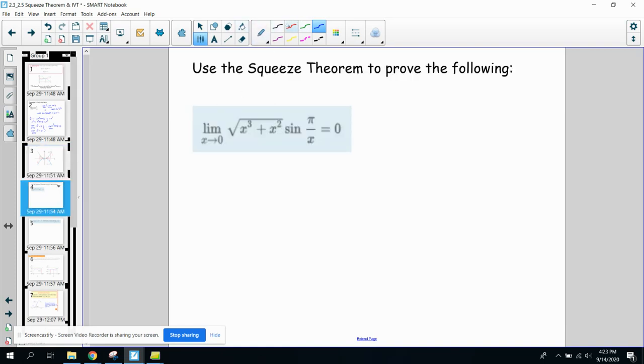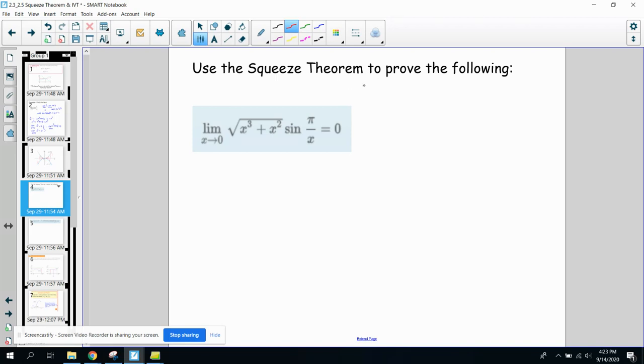Okay, so let's look at another one. So typically the squeeze theorem is used when you have an oscillating function because you can't take the limit of an oscillating function since it doesn't exist. So here we have another limit as x approaches 0, and here we have two pieces. We have the radical piece, and then we have the sine of pi over x. So we want to prove that this whole thing equals 0.